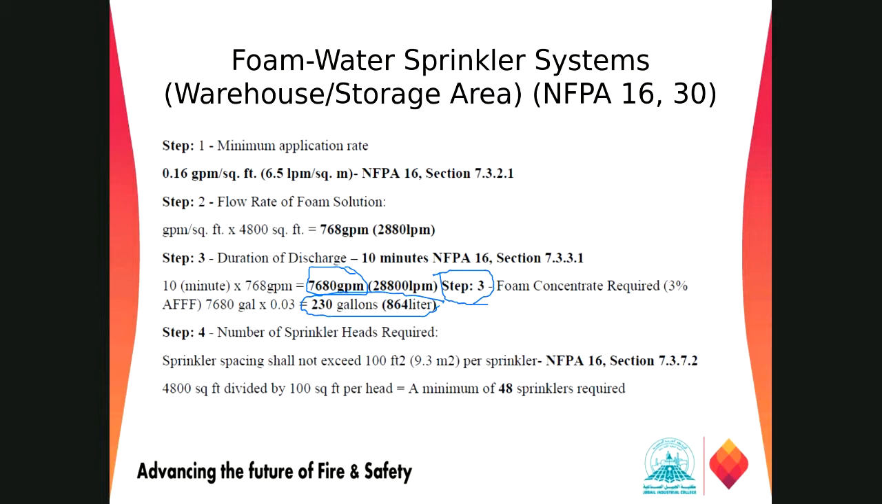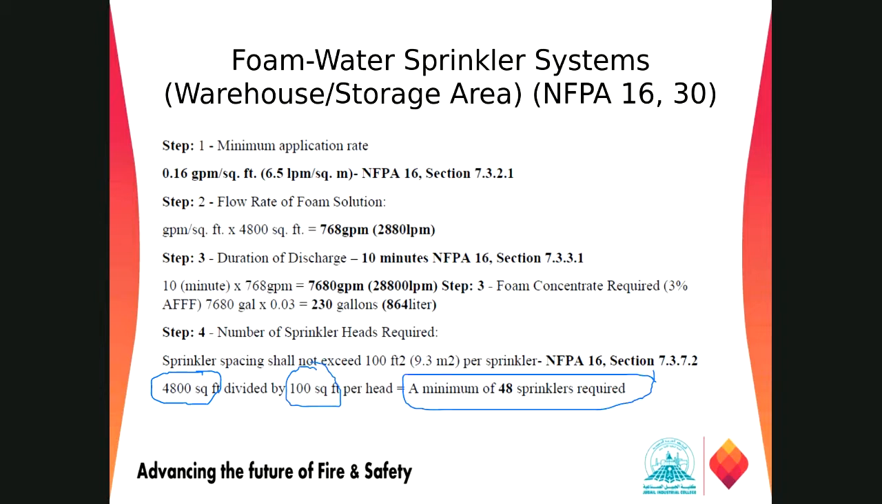And now we have the number of sprinkler heads required. The sprinkler spacing shall not exceed 9.3 square meters as per NFPA 16. So we just divide this complete area by 9.3 square meters. In this case, we are taking square feet, so divide 4,800 square feet by 100 square feet, and we need around 48 sprinklers, right? So we need 48 sprinklers for this application, and the foam concentrate required will be 230 gallons for this one.